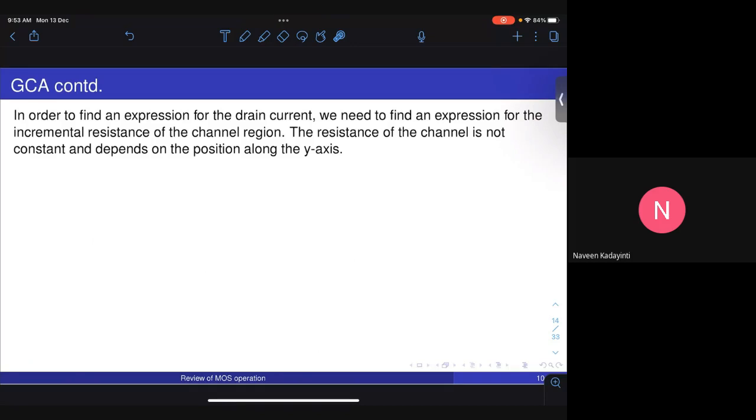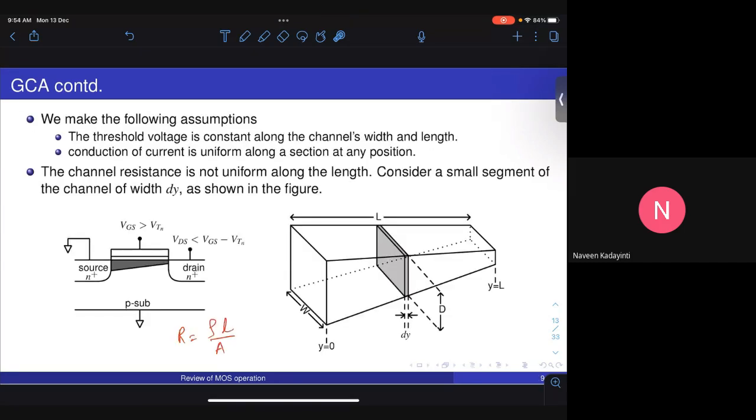So now in order to find an expression for the drain current, we need to find an expression for the incremental resistance in the channel region. Once we find an expression for the incremental resistance, we'll integrate it from the source to the drain to find the total effective resistance. And once we find that, just dividing by the drain to source voltage will give us an expression for the current. So that's all that is there to it.